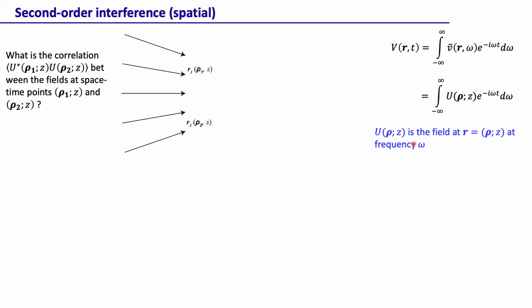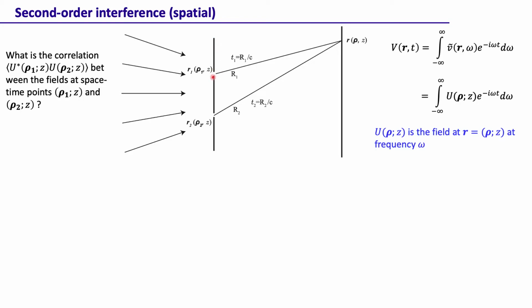Now as to the answer of this question, how do we do it? Again, the methodology is the same. We take part of the field from this point R1 and part of the field from this point, and then we combine it at some other point. By looking at the intensity at this point, we should be able to get the correlation between the fields at these two points. So that's the spatial interference again.